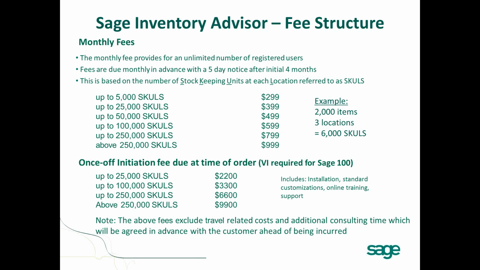The monthly fee is based on the number of SKUs that we are going to manage in total. So for example, if you've got 3 locations or 3 warehouses and each one is managing 2,000 items, you've got a total of 6,000 stock keeping units by location. And that's the number that we use to base the monthly service on. So up to 5,000 SKUs is $299. Up to 25,000 SKUs is $399. And then there's the once-off initiation fee, which starts at $2,200 up to 25,000 SKUs, which includes the installation, standard customizations, online training, and support.